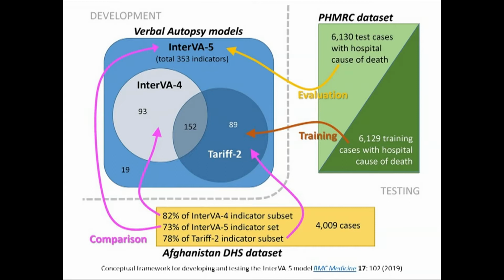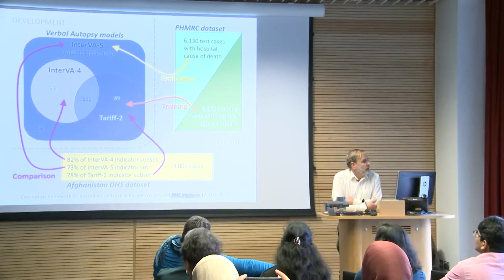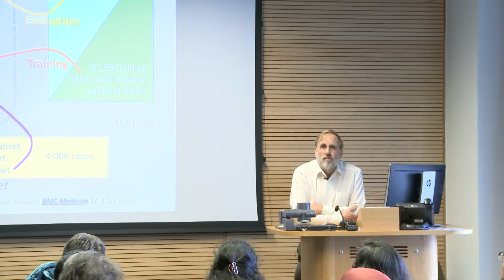So there's quite a long story to this whole business of getting cause of death from a VA interview. We're now on version 5 of a mathematical model that does that, that we developed in Umeå. And 5 is not necessarily the all singing, all dancing one, but we're on 5 for the time being. 6 may come. 5 was released in 2018, and there's a BMC Medicine article about it published in 2019.